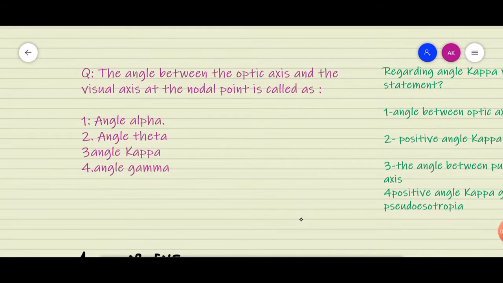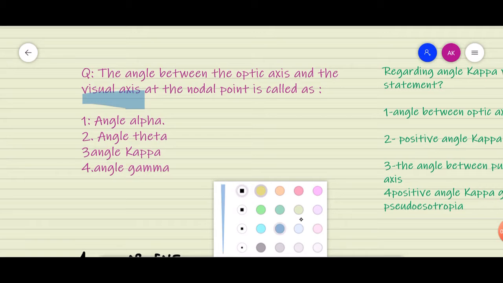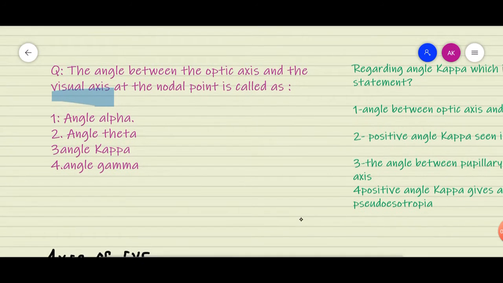The first question is: the angle between the optical axis and the visual axis at the nodal point of the eye is called as, and options are angle alpha, angle theta, angle kappa, or angle gamma. I'm not going to tell you the answer, but this is the first question.